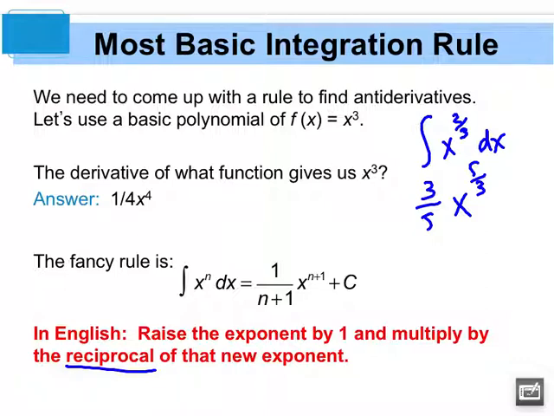Plus c. Do you have to include that every time? Yes, sir. Not every time. Later on, we'll take antiderivatives where there is no plus c. Those are called definite integrals, but you're not ready for that yet. We're ready. No, you're not. Your head would explode.